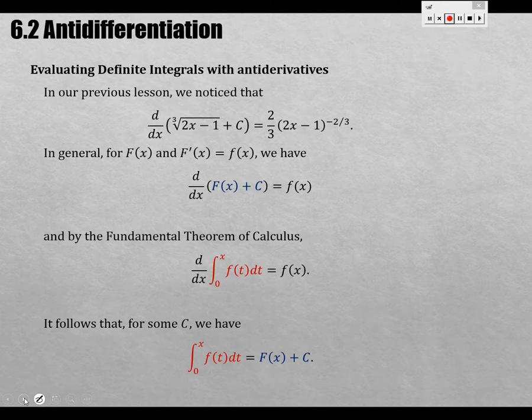Big F, to be clear, maybe I should use a different letter, because we've always used big F to mean the accumulation function. But here I mean big F is any antiderivative of little f. That is to say, big F is a function such that this is true. So it could be any antiderivative of little f, something that when you take the derivative of it, gives you little f.